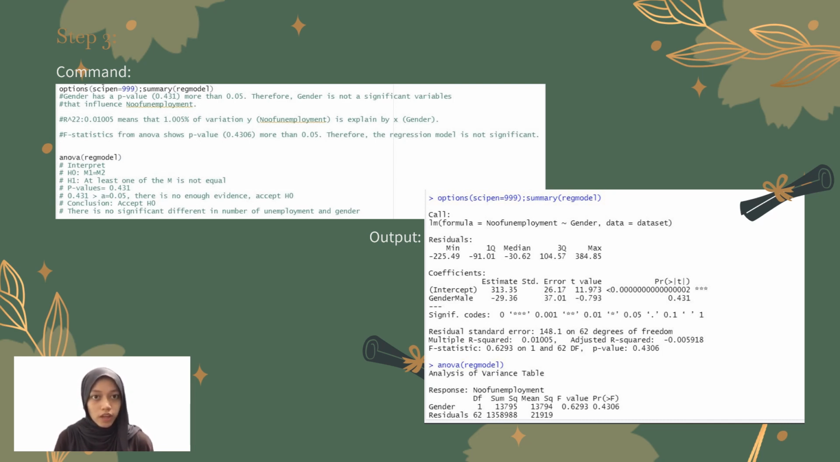The output shows the ANOVA table, so we can interpret the values of ANOVA. First, H null: mu1 equal to mu2; H1: at least one of the mu is not equal. Second, the p-value is 0.431, which is more than alpha 0.05. There is not enough evidence, so the conclusion is accept H1. We can conclude that there is a significant difference in number of unemployment and gender.